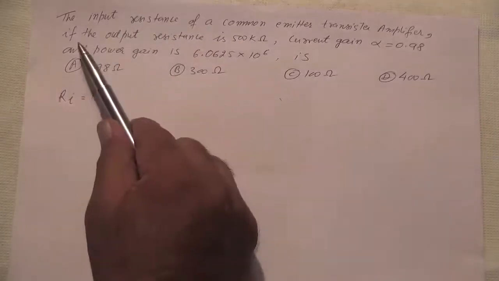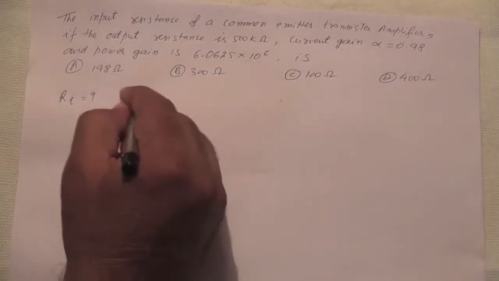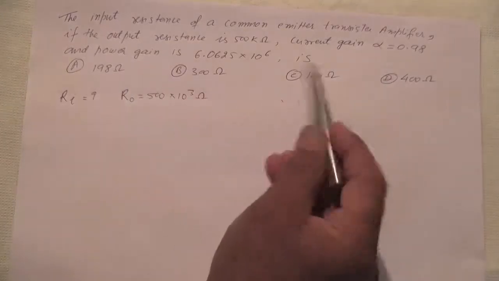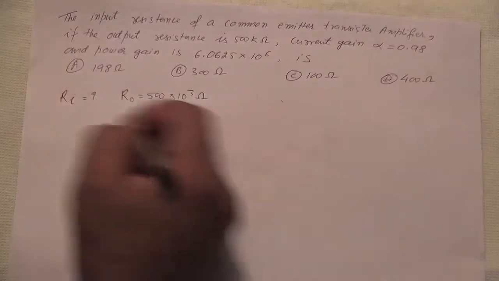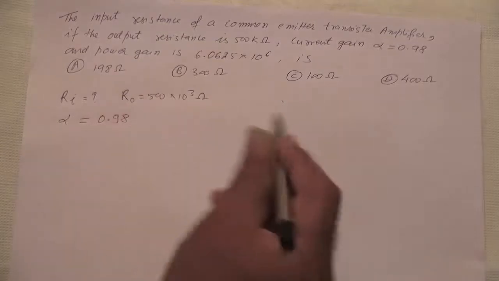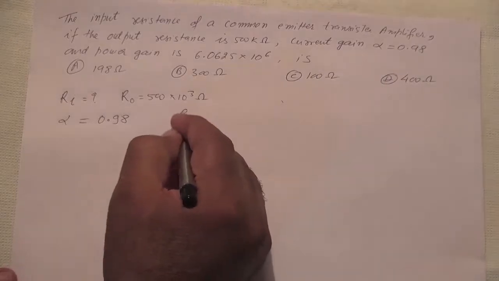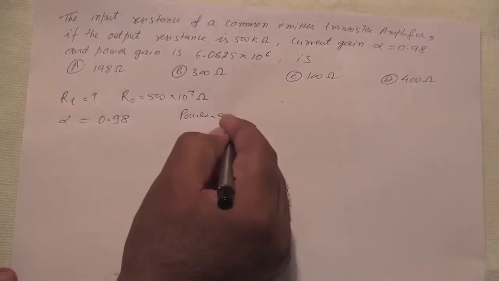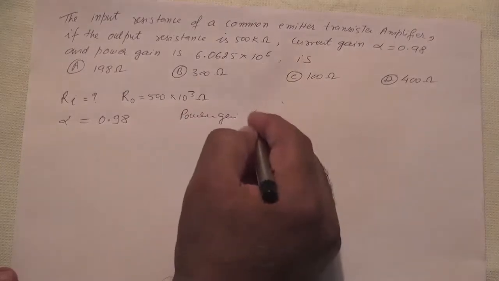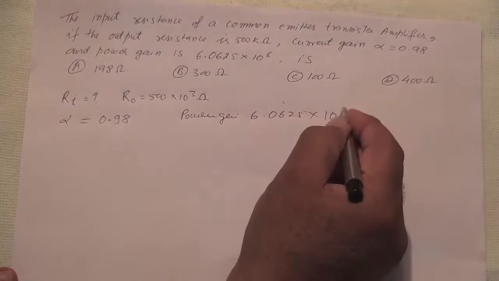दूसरा दिया क्या है हमको? द आउटपुट रेसिस्टेंस इज 500 किलो ओम. R output 500 into 10 to the power 3 ohm. Current gain alpha, this is equal to 0.98. And power gain, ये उसकी क्वांटिटी दी है. This is 6.0625 into 10 to the power 6.